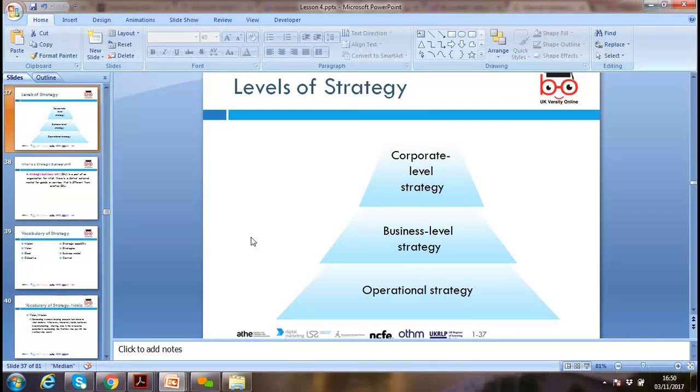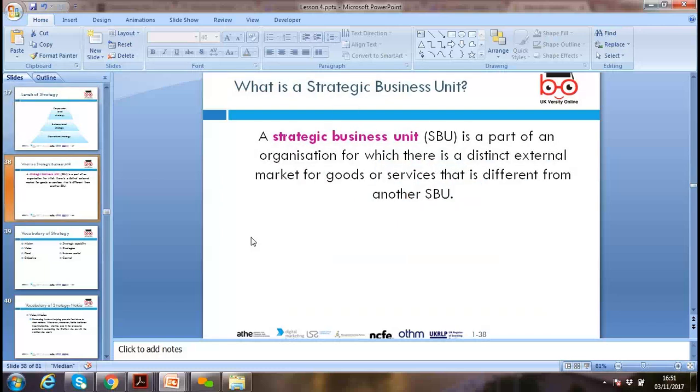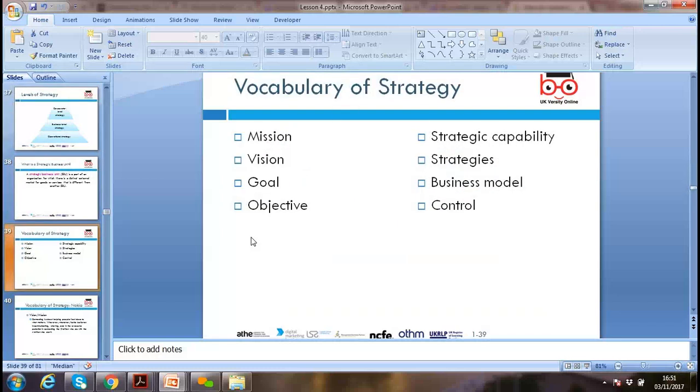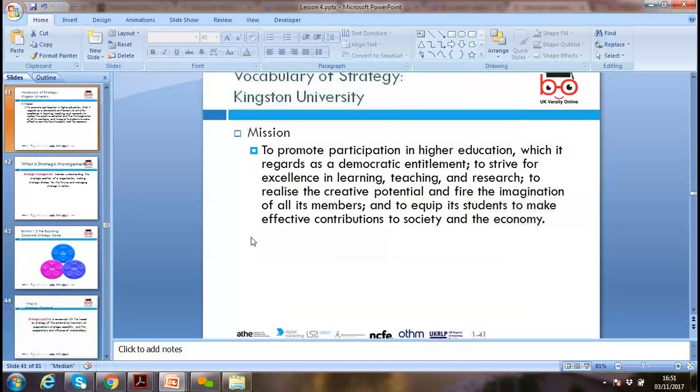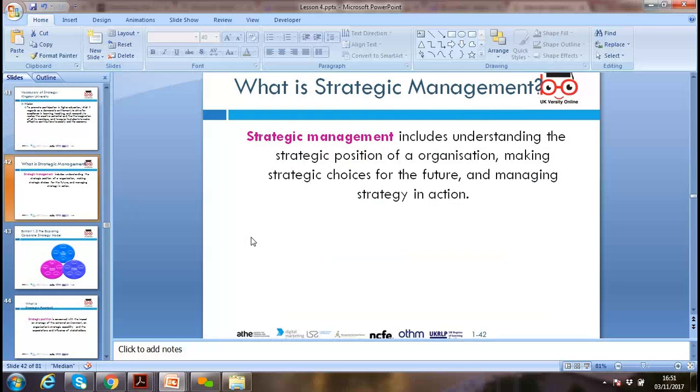So, corporate level, business level or operational level: what is the difference? Corporate level means the top level strategies within our organization. At business level, we may have different sorts of businesses, and we make business level strategy. Operational level could be departmental level strategies. Okay, SBUs, strategic business units, I already explained to you, and you are well aware of mission, vision, goals and objectives, so I'm not going through them again.